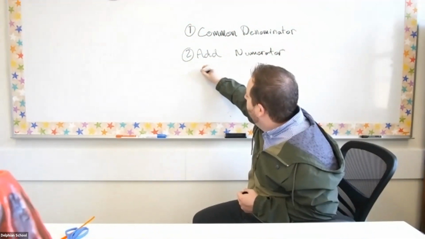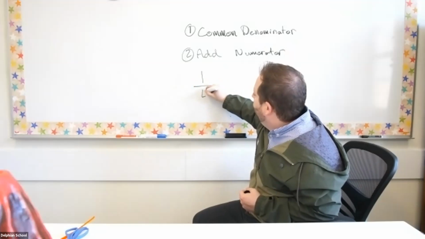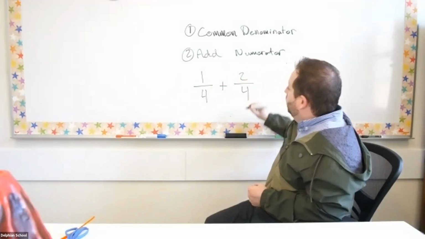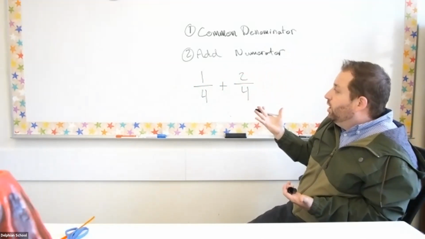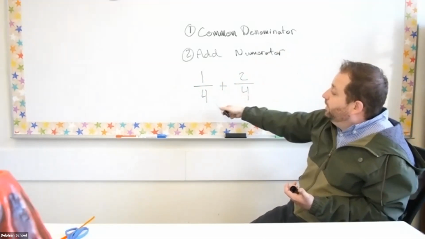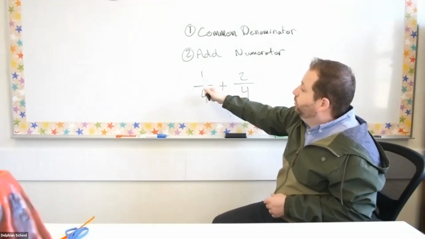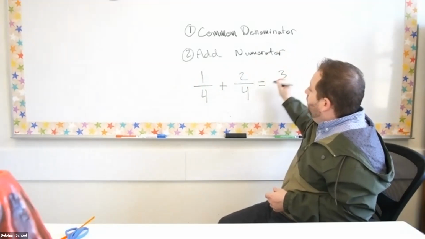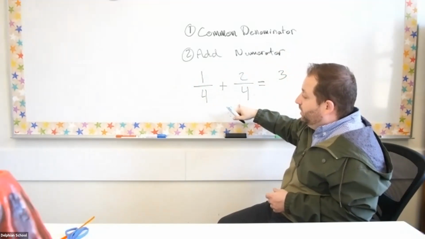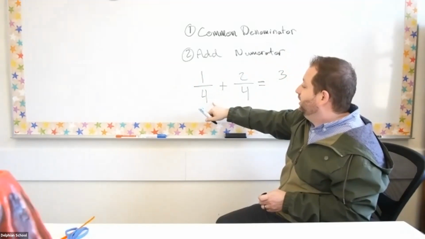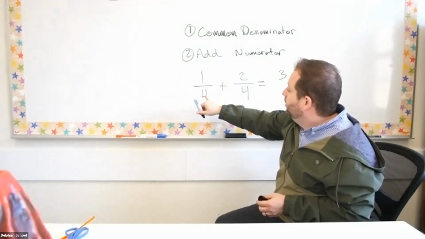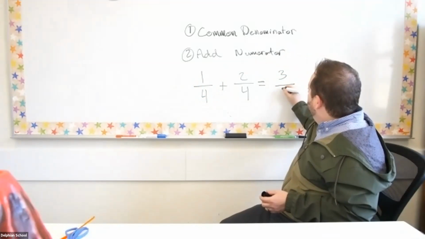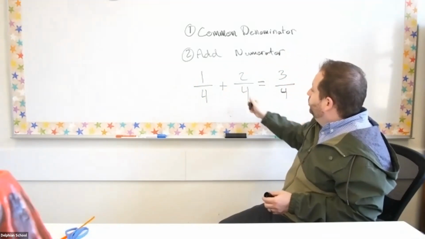So if I have 1/4 plus 2/4, I don't need to create a common denominator. I already have it. So I just add the numerators. 1 plus 2 is 3. And I don't add the denominators. It's really important. That's where you can kind of easily forget and get messed up. So you just bring that common denominator over here. So 1/4 plus 2/4 is 3/4.